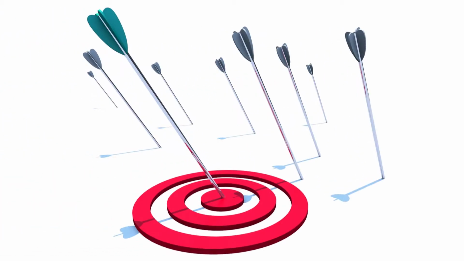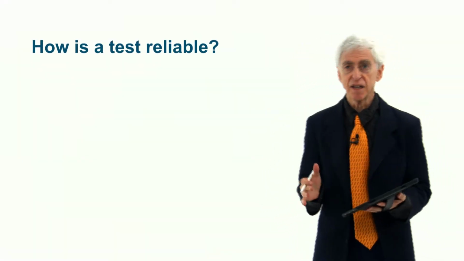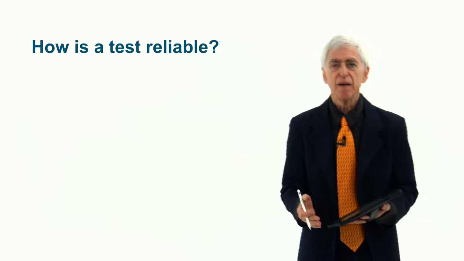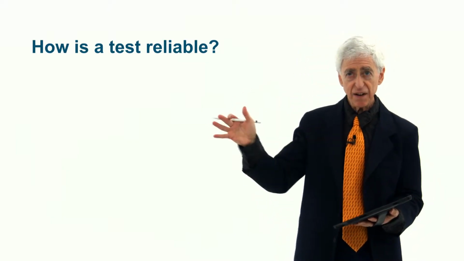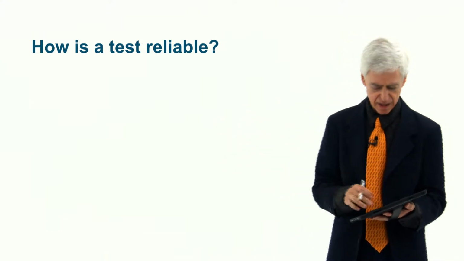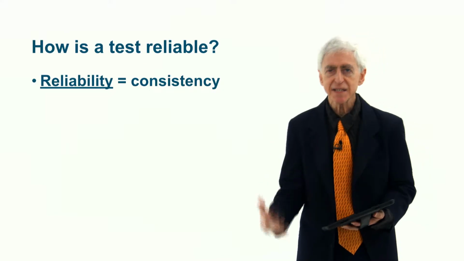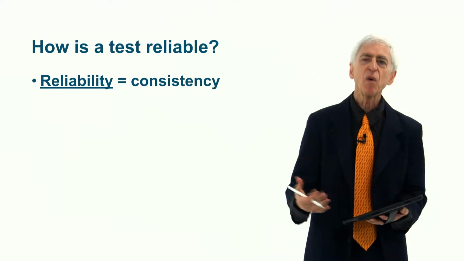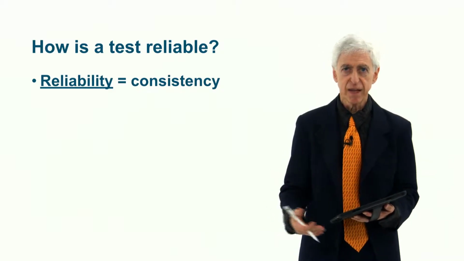Well, I would say whoever shot these arrows is not a reliable performer in archery, right? We're going to be talking about test reliability. Making sure a test is reliable, whether it's a standardized test or a teacher-made test. Reliability is a measure of consistency, that you will always get the same result from this test.